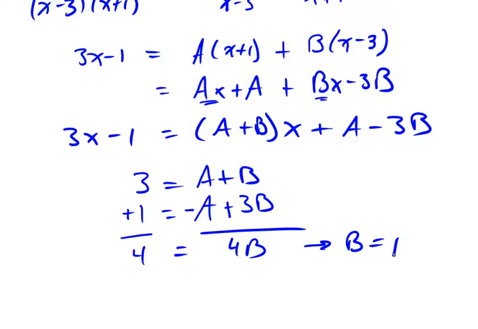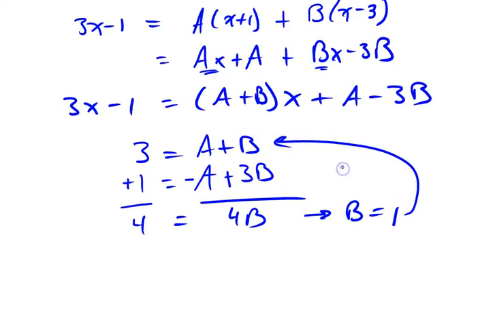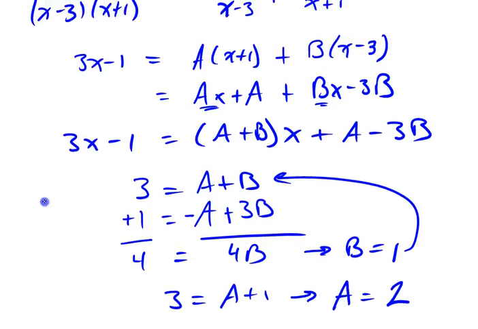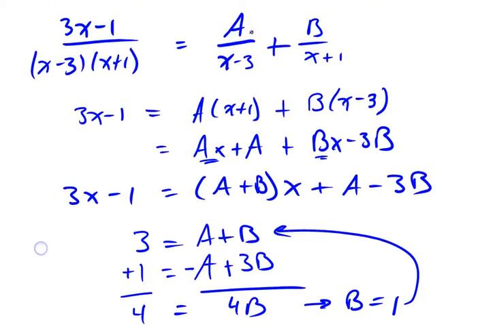Okay. Likewise, with b equals 1, I can now substitute it back into either one of those, but I think it's easiest just to do the first one here. That 3 has to equal a plus 1, so that tells me that a has to equal 2. So the fractions that I end up with are, up here, a over x minus 3, so that would be 2 over x minus 3, plus b over x plus 1, and the b is 1, so that would be 1 over x plus 1.